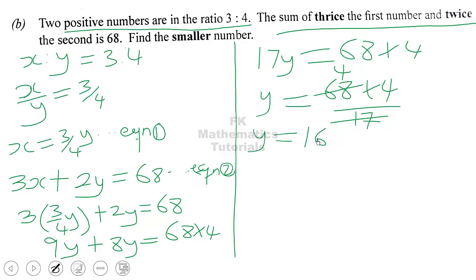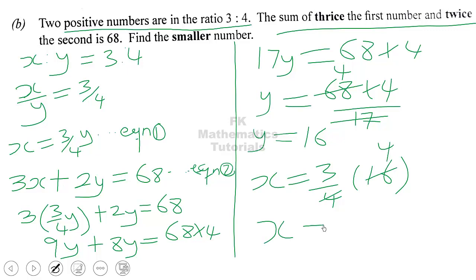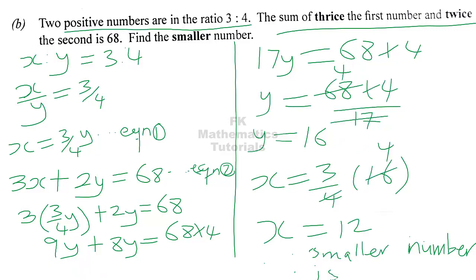Then again, we need to find the value of x. So x is equal to 3/4 times y. But now y is 16. This will go here 4 times. So 3 times 4 is 12. Therefore the smaller number is 12.